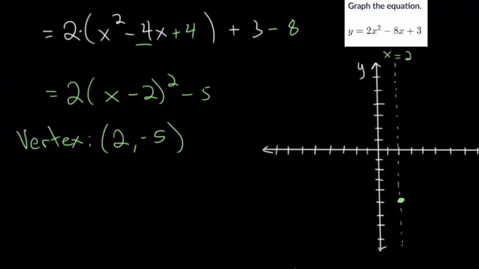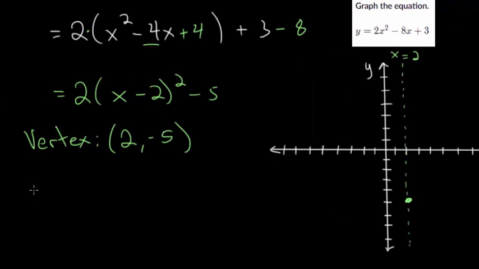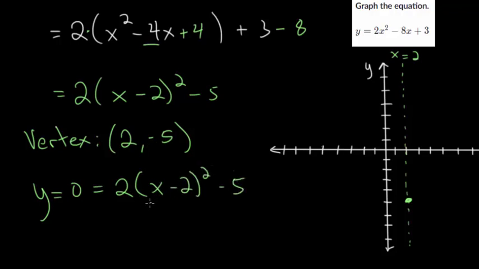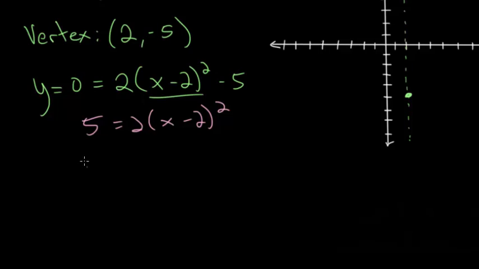So we're going to set this equal to 0 to find that intercept. So we'll set y equals 0, and y is equal to this equation up here, 2 times x minus 2 squared minus 5. And I'm going to solve for the squared term. So I'm going to add 5 to the other side and then divide by 2. So 5 is 2 times x minus 2 squared, and then divide everything by 2. Let me just make a little more room. So I have 5 halves equals x minus 2 squared.